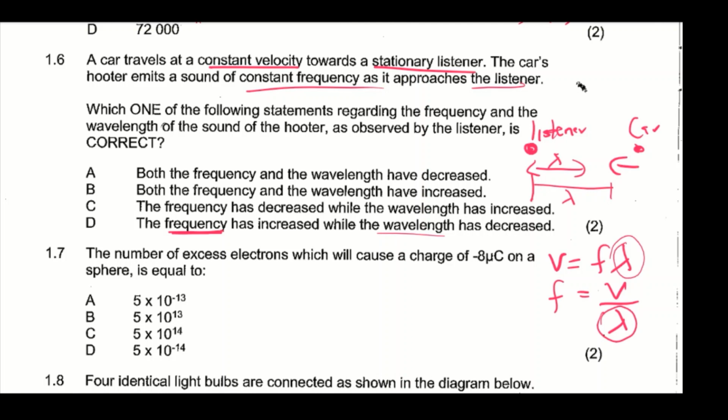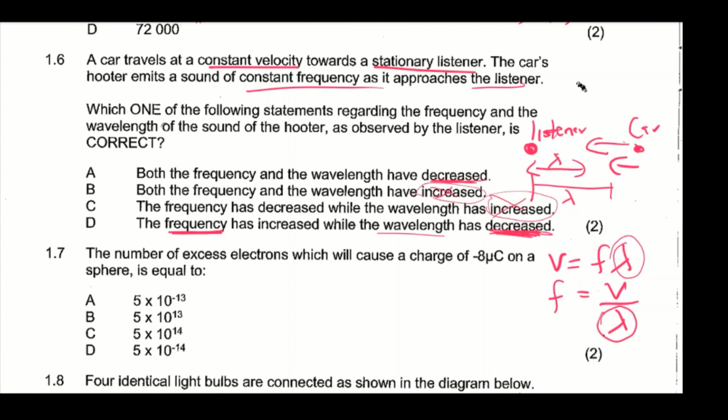So if we look here, because this car is coming towards the listener, it means now that the wavelength is decreasing. So where in the options is wavelength decreasing? So this is the option for wavelength decreasing. This is another option for wavelength decreasing. So between these two options, they're right. This one is wrong because the wavelength is not increasing. This one is wrong because the wavelength is not increasing, right?